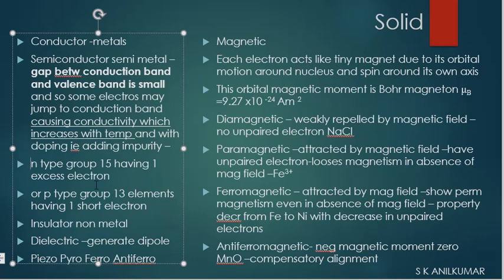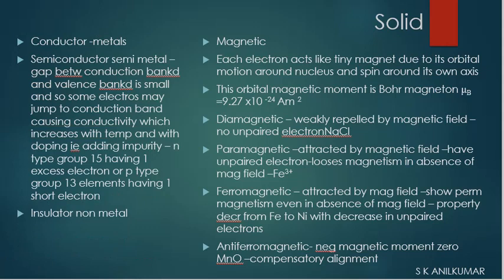So insulators are non-metals usually. And then we have variations like dipole or dielectric, and we also have variations like piezo, pyro, ferro and antiferroelectric. Just like in magnetic we have diamagnetic, paramagnetic, ferromagnetic, antiferromagnetic. In electrical conduction we have dielectric, dipole, piezo, pyro, ferro and antiferro as the characteristics of electrical behavior of solids.